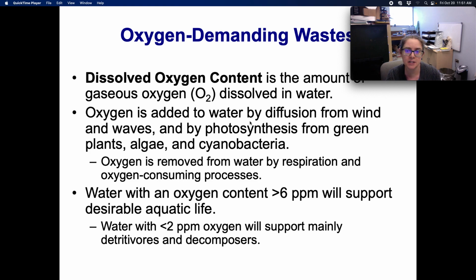So oxygen is added to water by diffusion from wind and waves. When photosynthesis occurs, it produces oxygen, so that can also add oxygen to the water. Oxygen is removed from water by respiration and oxygen-consuming processes. Water with oxygen greater than 6 parts per million will support most aquatic life. When oxygen becomes less than 2 parts per million, the water will support mainly detritivores and decomposers, and not other types of organisms.